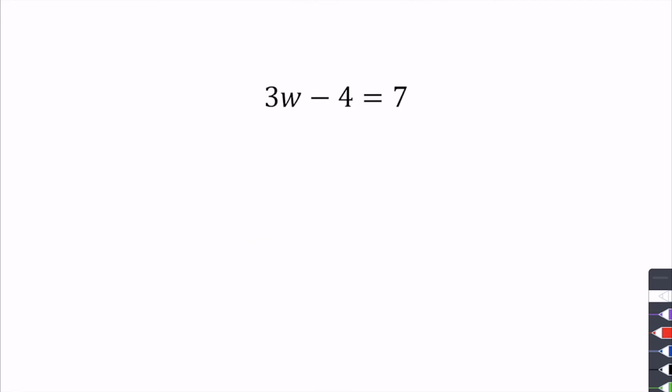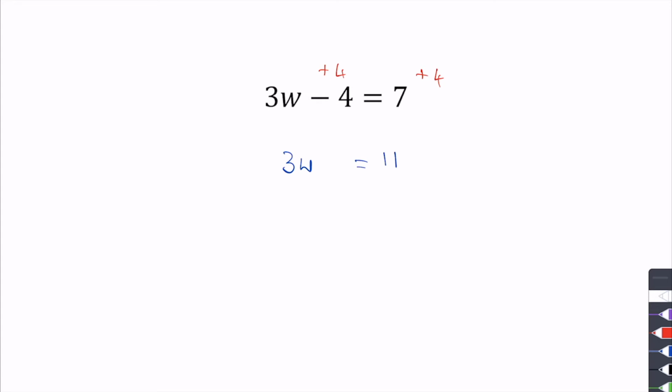In this case, we can see 3w minus 4 is equal to 7. So we're going to remove the minus 4 first. So to do that, we're going to add 4. We add it on the left, we add it on the right. I'm now left with 3w, because 4 minus 4 on the left is 0, and 7 plus 4 is 11.